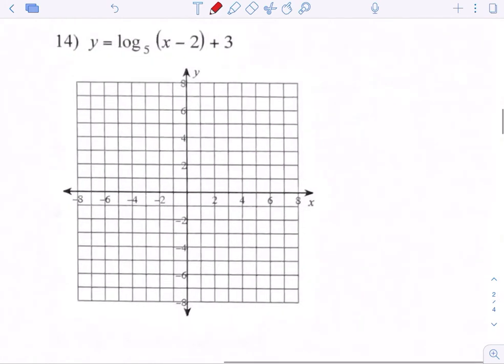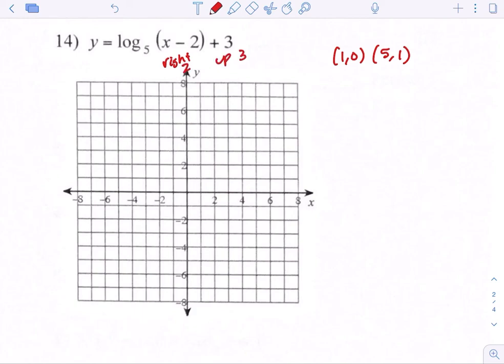And last problem, you guys. 1 comma 0. B comma 1. So our B value is right there. 5 comma 1. So it goes right 2 and up 3. So when it goes right 2, you guys, you add 2 to the x coordinates. When it goes up 3, you add 3 to the y coordinates. 3 comma 3 and 7 comma 4.